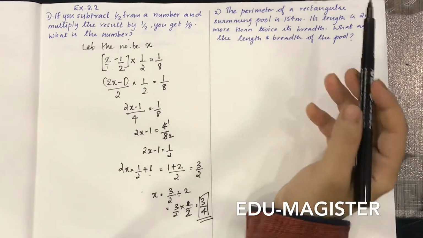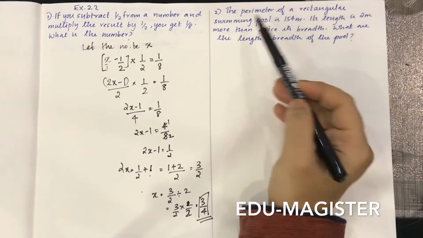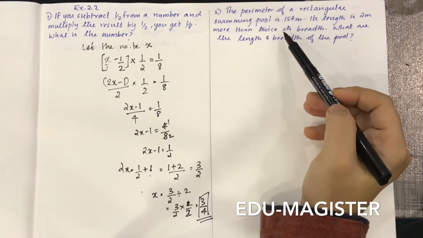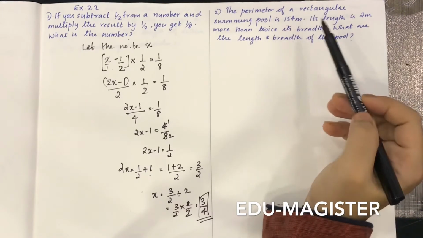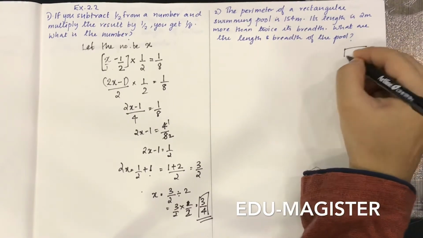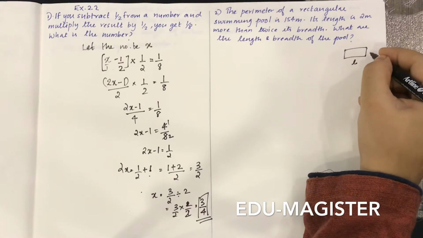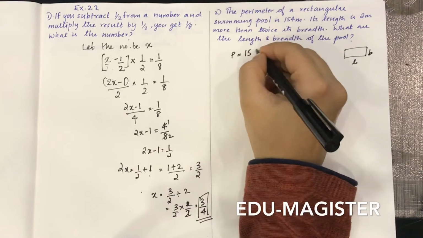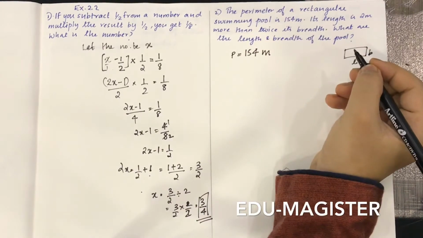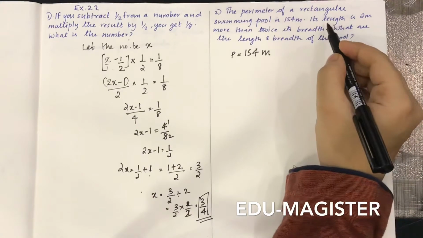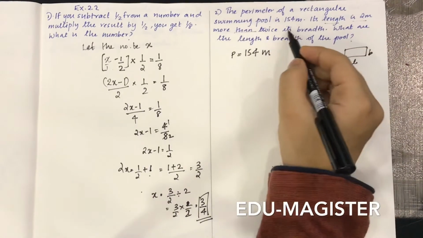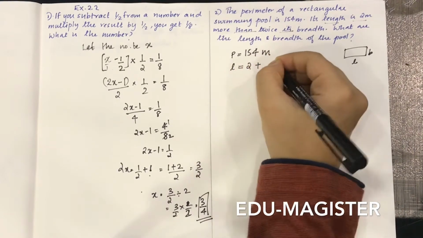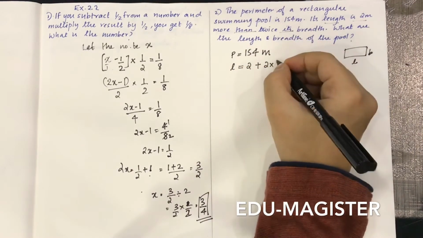Now, question number 2. The perimeter of a rectangular swimming pool is 154 meter. Its length is 2 meter more than twice its breadth. What are the length and breadth of the pool? So, we have a rectangular pool. Let L be the length of it and B be the breadth of it. The perimeter is given to be 154 meter. Now, what is given about the length? Length is 2 meter more than twice its breadth. So length is equal to 2 more than twice its breadth.